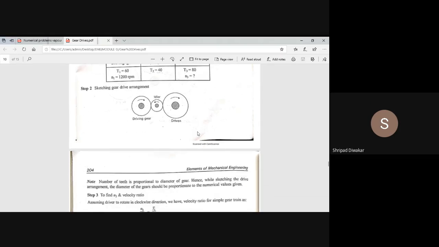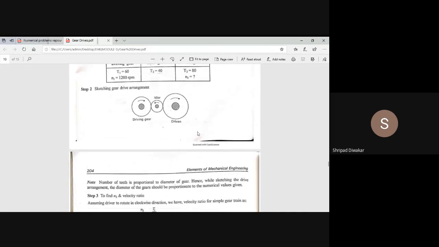Given data: driving gear T1 is 60, N1 is 1200 rpm, T2 is 40. We don't know N2, just keep it as it is. Next, driven gear. The number of teeth on the driven gear is 80, and N3 is the speed we don't know. Okay, this is the first step to solve the problem. Next, how to find out N3.